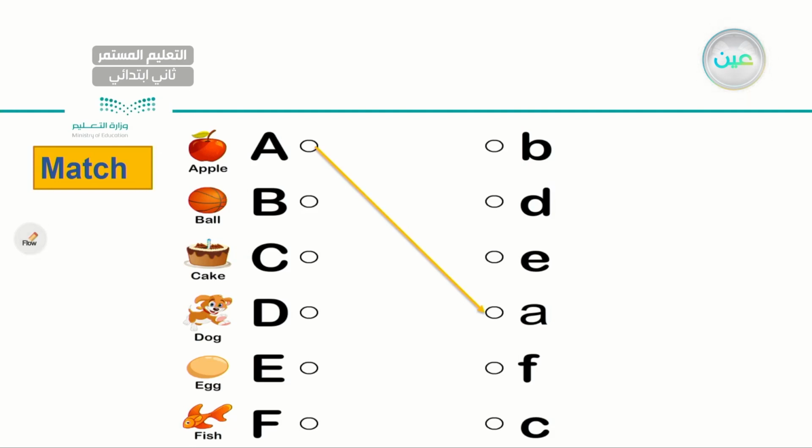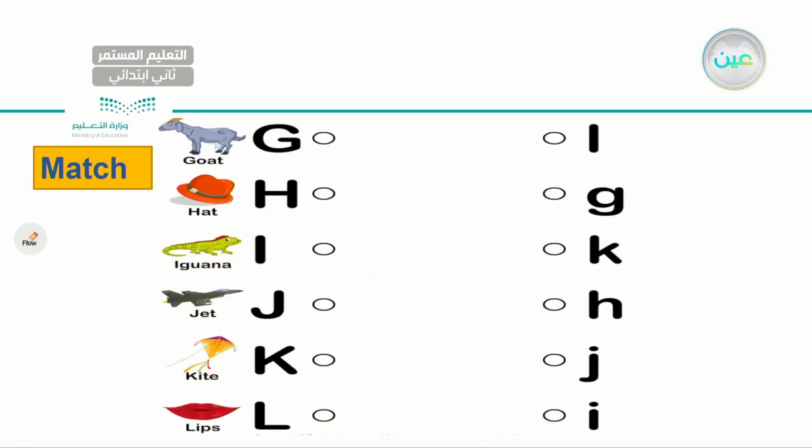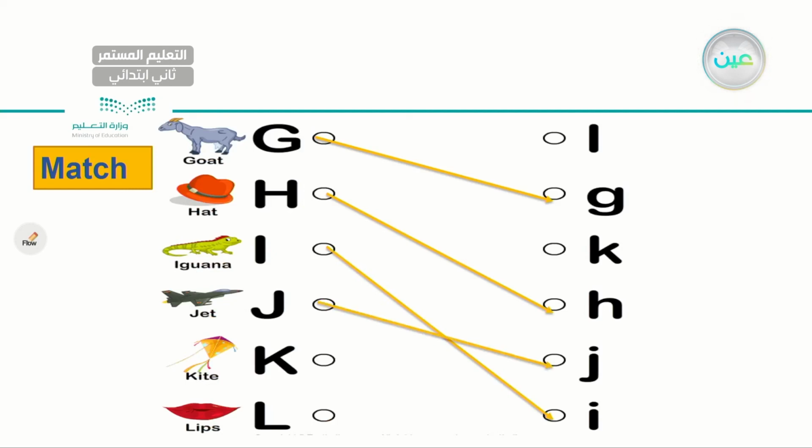As you can see here, I have capital A with a small a. Capital B, small b. Capital C with a small c. Capital D with a small d. Capital E with small e. And capital F with a small f. Very good. Moving to the next slide, have capital G, small g, capital H, small h, capital I, small i, capital J with small j, capital K with small k, and last but not least, capital L with a small l.